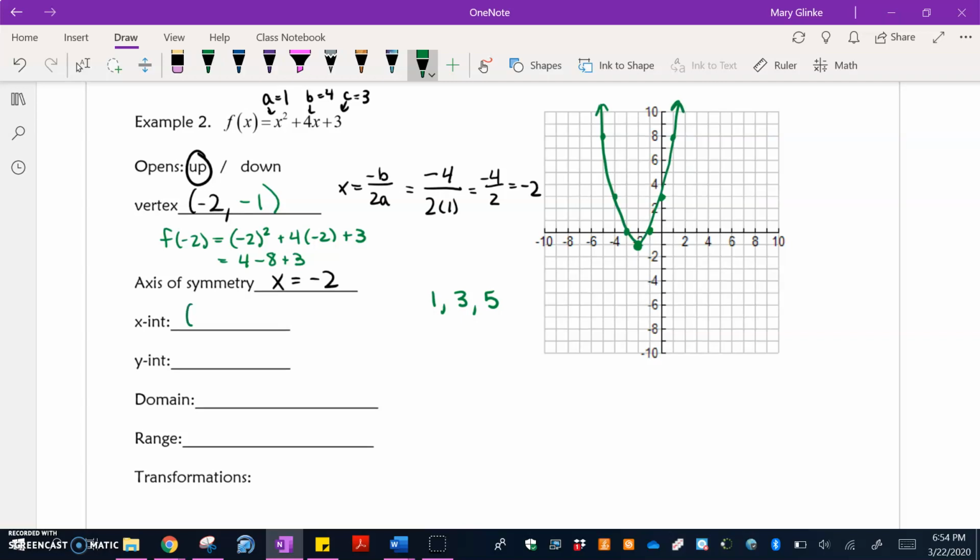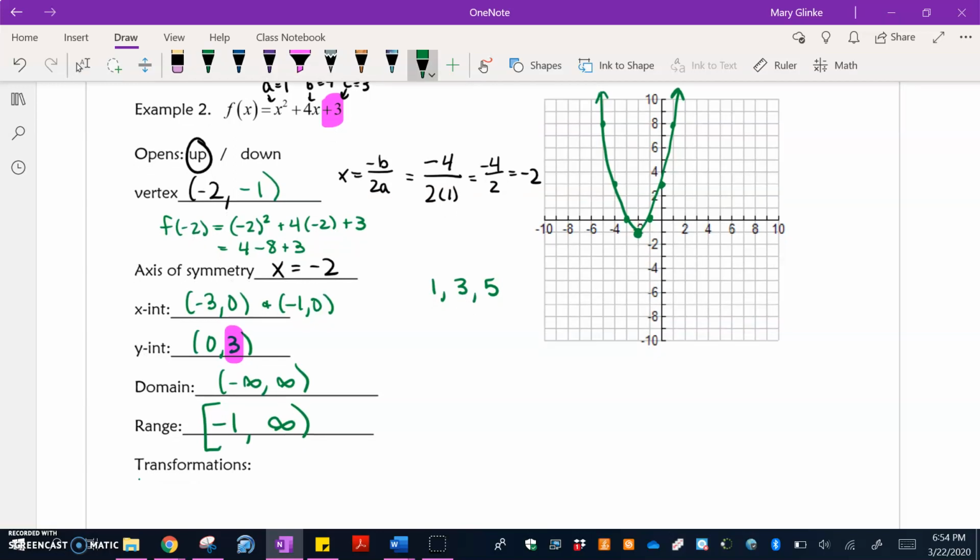And I can see my x-intercepts are at -3, 0 and -1, 0 because that's where my graph crosses the x-axis. My y-intercept is going to be at 0, 3 because that's where my graph crosses the y-axis. And it lines up because my c value was 3. And those should always match in standard form. My domain is -infinity to +infinity. My range, how low to how high, my graph gets down to -1 and it goes up forever, so that's going to be +infinity.